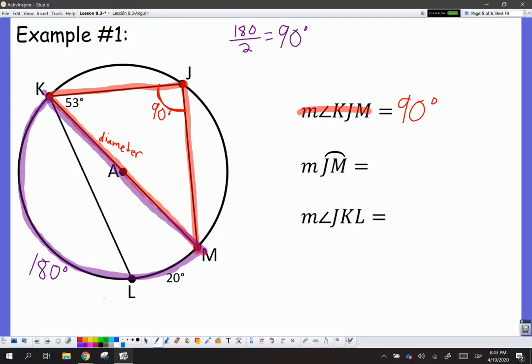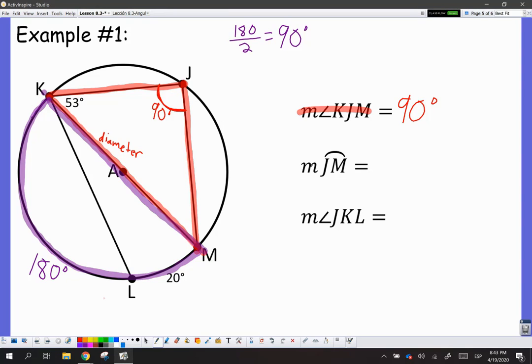So remember, keep an eye out for those diameters because those diameters are telling you there's a semicircle somewhere. And we know that a semicircle measures 180 degrees. And that'll be helpful in finding some of these inscribed angles.